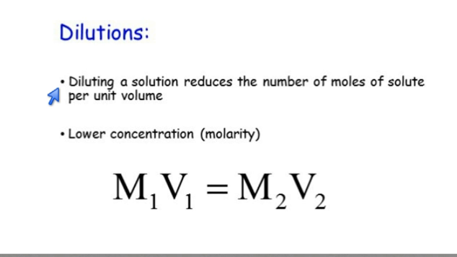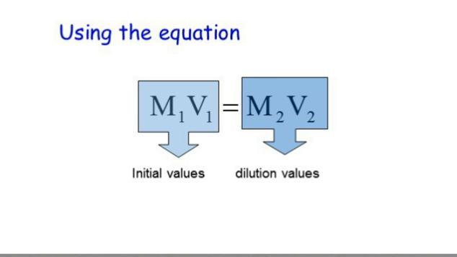And so what you would have here, molarity times volume, M1 and V1, one set, and the dilution would be M2, V2, molarity times volume. They would be equal. So this would be the initial values, the molarity and the volume, and then this would be the diluted values. You want more volume and less molarity. The molarity decreases.